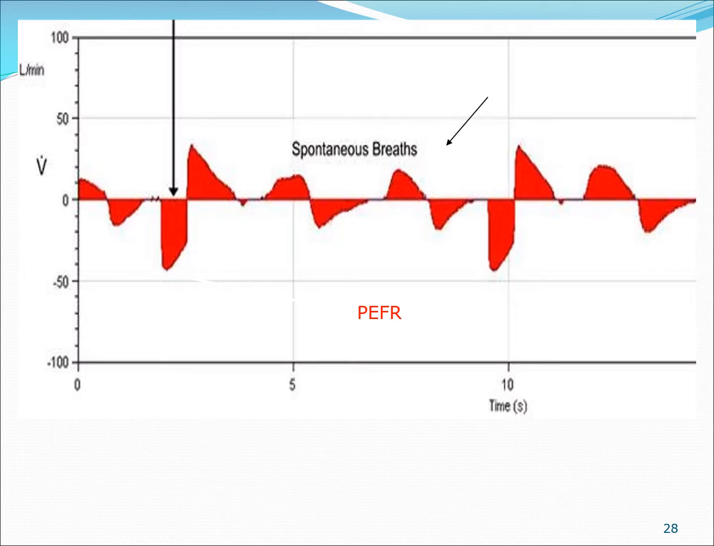This is another example of spontaneous breathing on APRV, right? And this right here is your T low. And I have to show you a little bit more about that. But the idea is that you can spontaneously breathe on this mode, and this really benefits you tremendously.